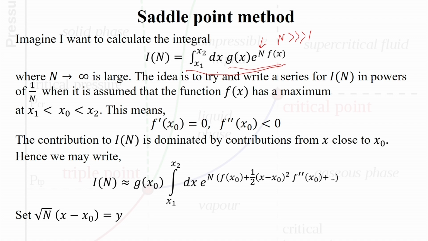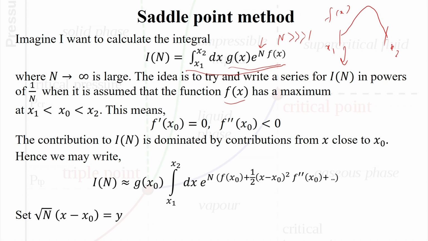Then I want to calculate this integration, I want to perform this integration between x1 and x2 when n is large. So the idea is to write a series for I of n in powers of 1 by n, where it's assumed that f of x has a maximum. Let's imagine that there is an f of x which has a maximum between x1 and x2, so it goes through a maximum. So I want to calculate this integration when it goes through a maximum and n is very large. So that's when the saddle point is very useful.